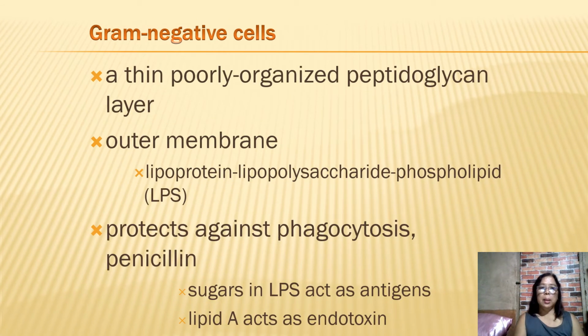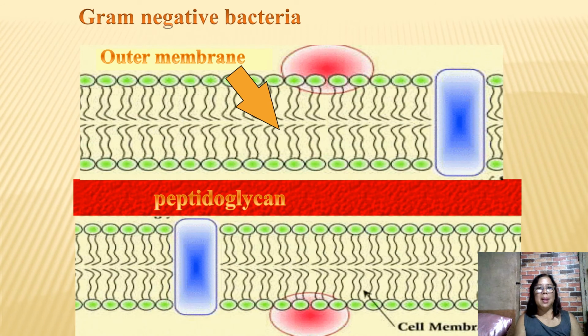Okay. And then you have the gram-negative cell. They have thin, poorly organized peptidoglycan. That is why the outer membrane, lipoprotein, lipopolysaccharide, phospholipid, or LPS, protects against phagocytosis. The properties of gram-negative cells are usually illustrated by the penicillin. So this is your gram-negative.